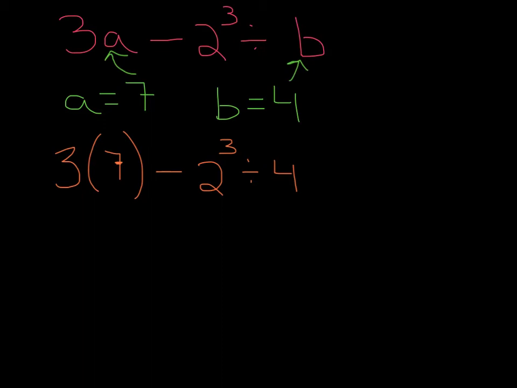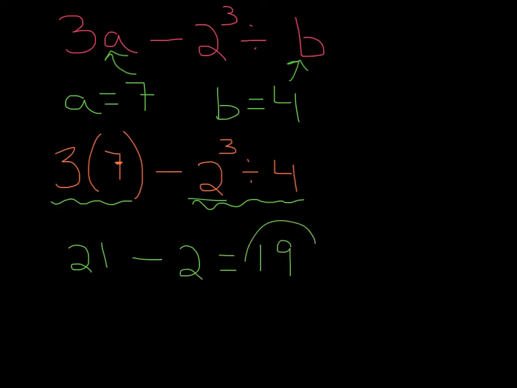I used parentheses around my 7, but there's nothing to do inside those parentheses, so you can just think of that as multiplication. So exponents: 2 to the third is 8. And I also, in my head, know that 8 divided by 4 is 2. And I can also do 3 times 7. So see what you can do with mental math. 21 minus 8 divided by 4 is 2, and 21 minus 2 is 19.